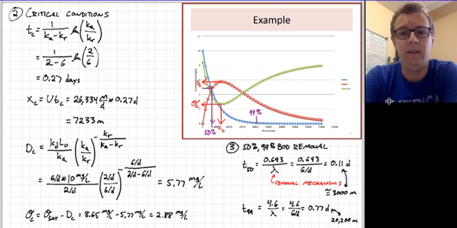I hope this helps you see how the Streeter-Phelps equations can be used downstream of a point source. The next complication that we'll add will be distributed sources of both BOD and deficit. And so stay tuned for the next example and the next lectures based on that.